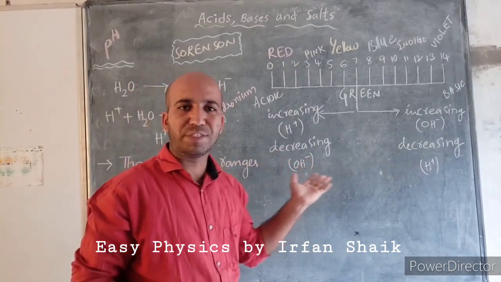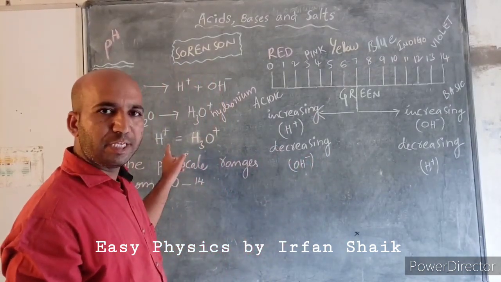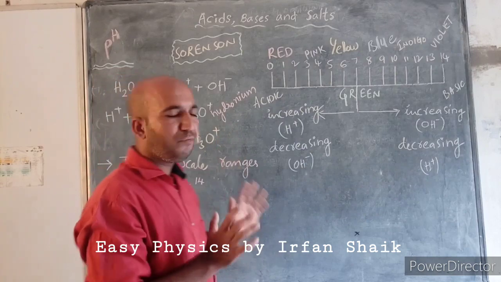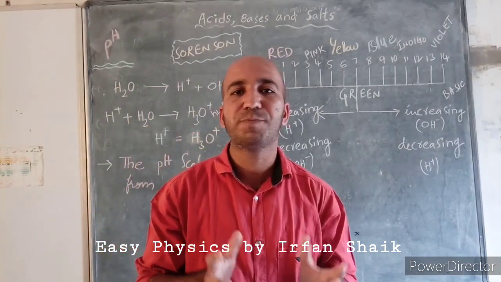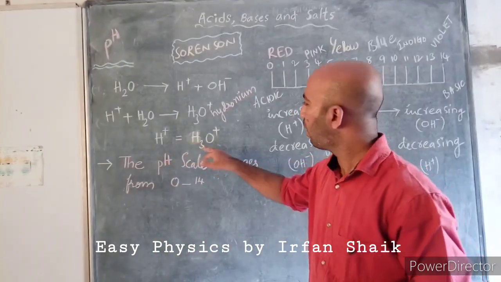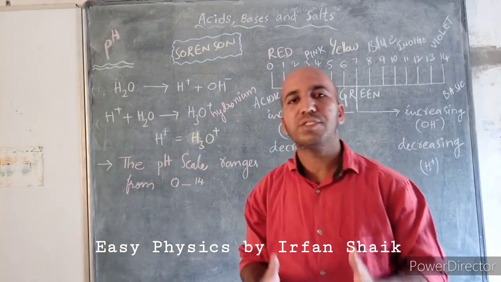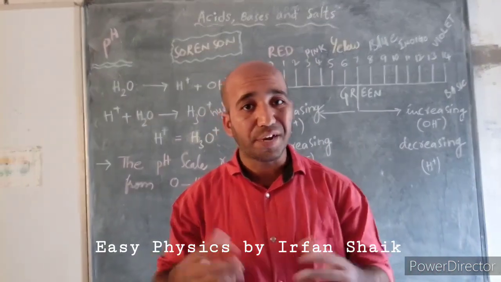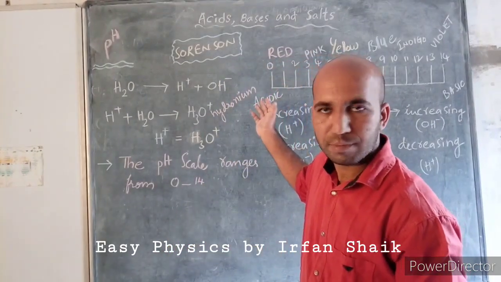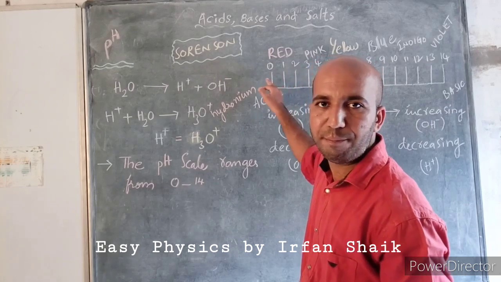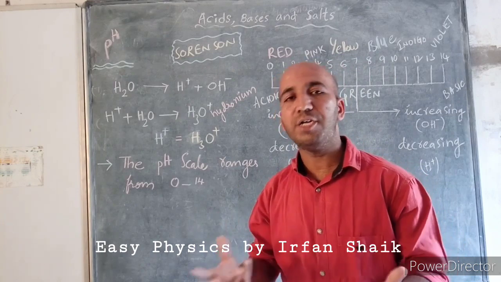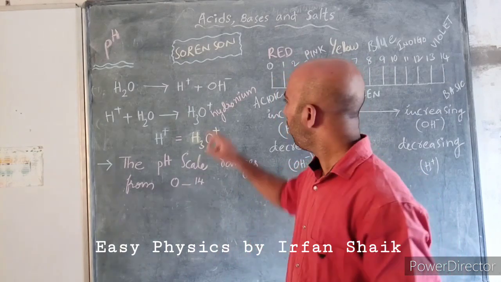Just before, we discussed that in a solution, H plus ions or OH minus ions are present. That means if the concentration of H plus ions or H3O plus ions, that is hydrogen ions or hydronium ions, is greater in a solution, it must be an acid. The solutions having pH value 0 to 3 have more hydrogen ion or hydronium ion concentration.